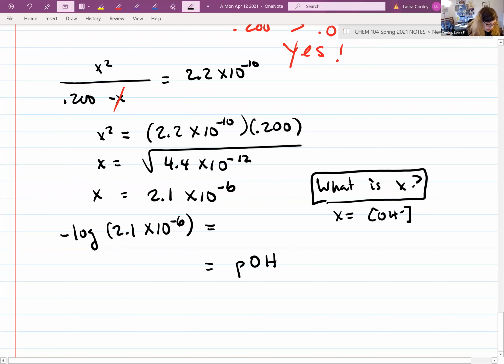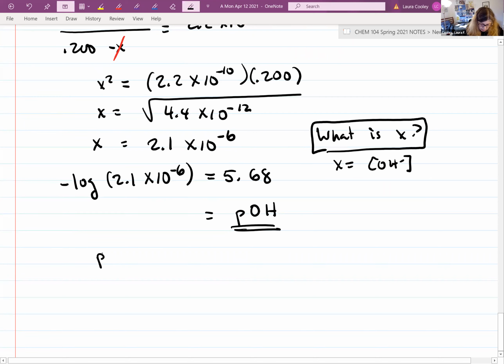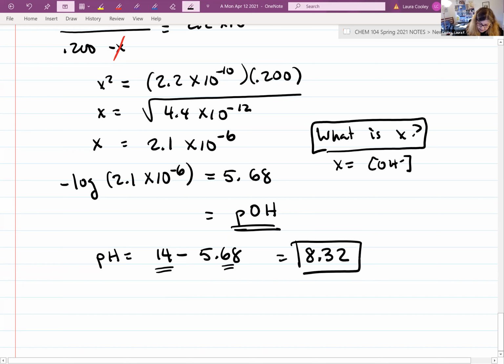So the negative log of that number is 5.68. Don't give me the answer 5.68. That's not the answer to this problem. That's the pOH, right? That's not the right number. The pH should be a little greater than 7, not a little less than 7. So the pH is simply 14 minus 5.68. Keep the right number of sig figs, same number you had here. So that's 8.32. That is the pH of this solution.